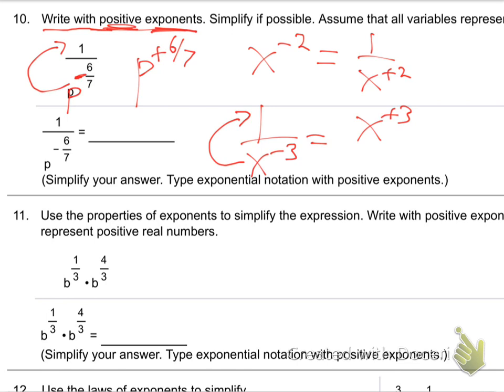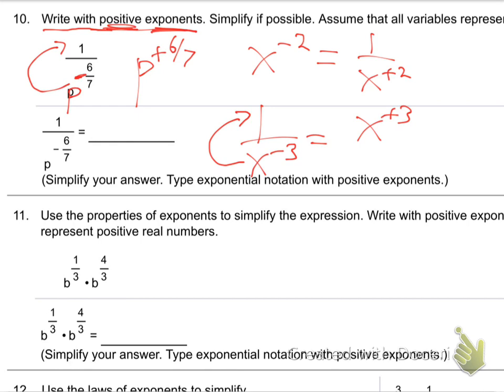Negative powers are unhappy where they're at. They jump to the new job, jump to the other side. Right? So there's a negative power at the bottom. It jumps to the top, and then the power becomes positive. Isn't that good? Power becomes positive. So positive 6/7, like that.